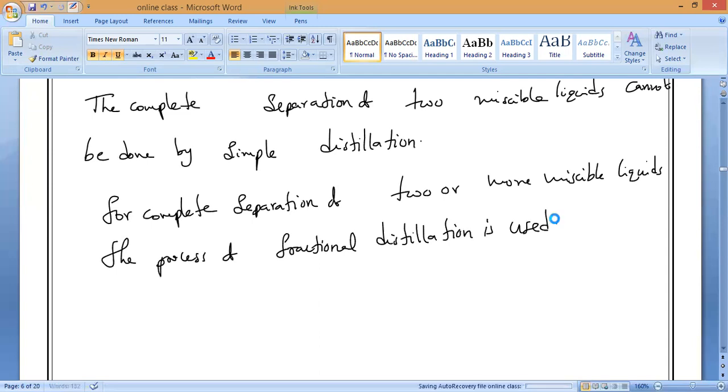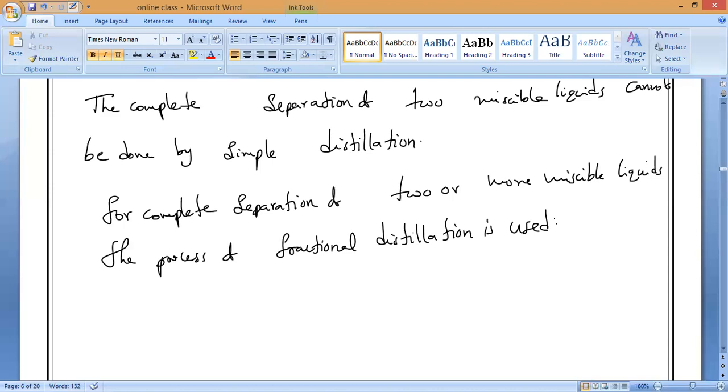So we will study what this fractional distillation is, as well as the separation of immiscible liquids, for which we can use some technique. Can anybody tell me, for immiscible liquids? Fractional distillation is for miscible liquids. For immiscible liquids, we can use some technique. Anybody? Separating funnel. So that separating funnel and fractional distillation we will study in tomorrow's class. So this is all about today's class. Today's class we studied only distillation.